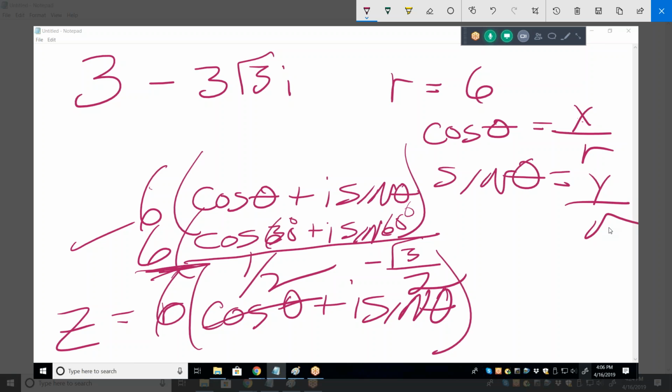Distribute the 6 from the bottom line. What do we get? We get 3 minus 3 root 3i. There you go. And always make sure when you're putting that i sign that you put the i after the coefficient, but make sure it's not under that radical.